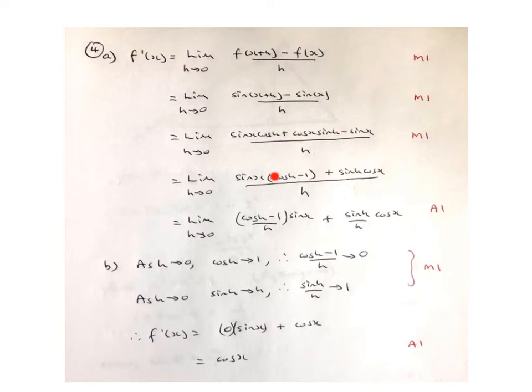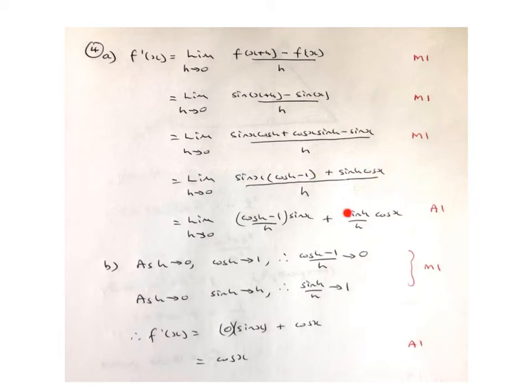Then the little trick is this bit here, which they told you because you had to prove that part here. So if we take the first term and the third term, those two terms, sine x is a factor. That leaves cos h minus 1, and then we get this bit here.